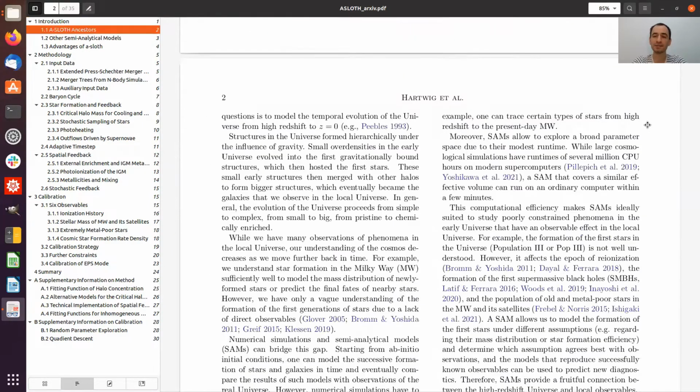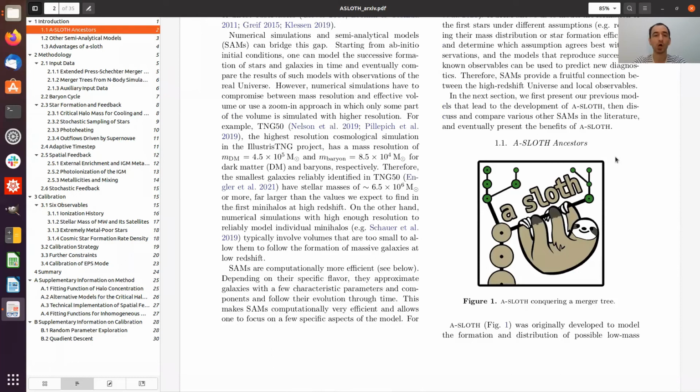So A-SLOTH is a semi-analytic model that is based on dark matter merger trees. So you can think of A-SLOTH climbing the merger trees. The merger trees are dark matter halos and how they merge hierarchically over time. And so on top of this dark matter skeleton, we model the formation of stars and we model their radiative, chemical, and mechanical feedback over time.